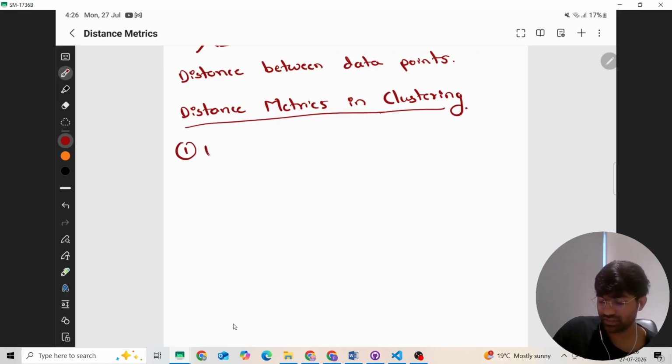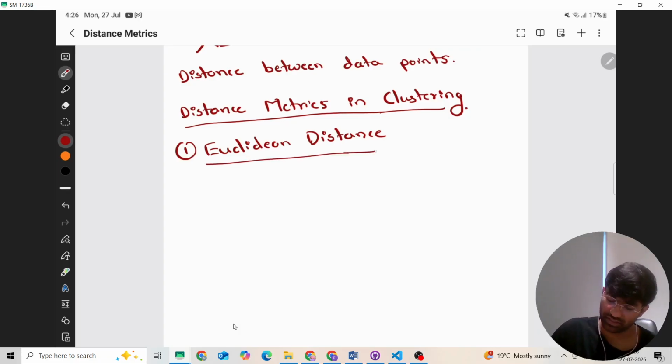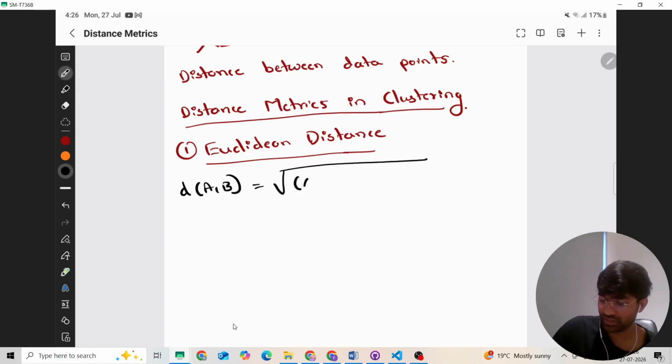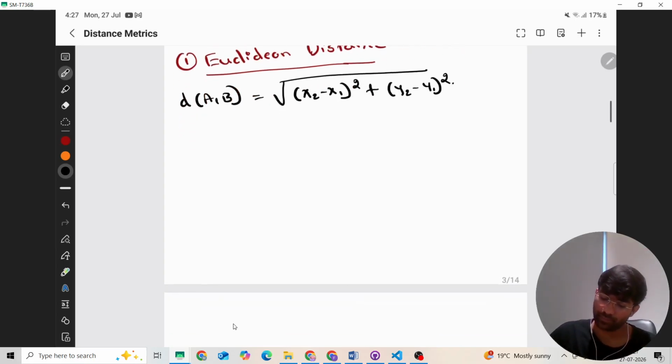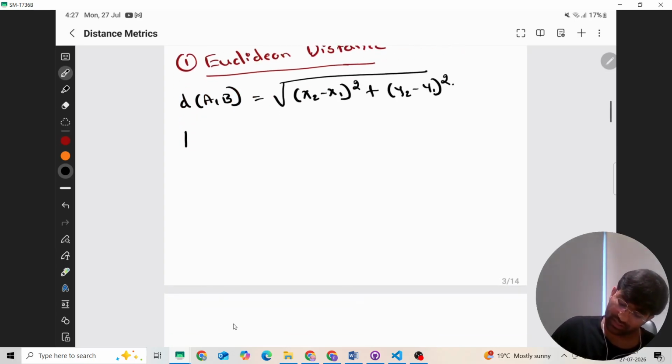The first one is Euclidean distance. It's very simple. The formula is distance of A comma B is equal to square root of (x2 minus x1) square plus (y2 minus y1) square. Simple. I will explain it with a graph. We will solve one problem.